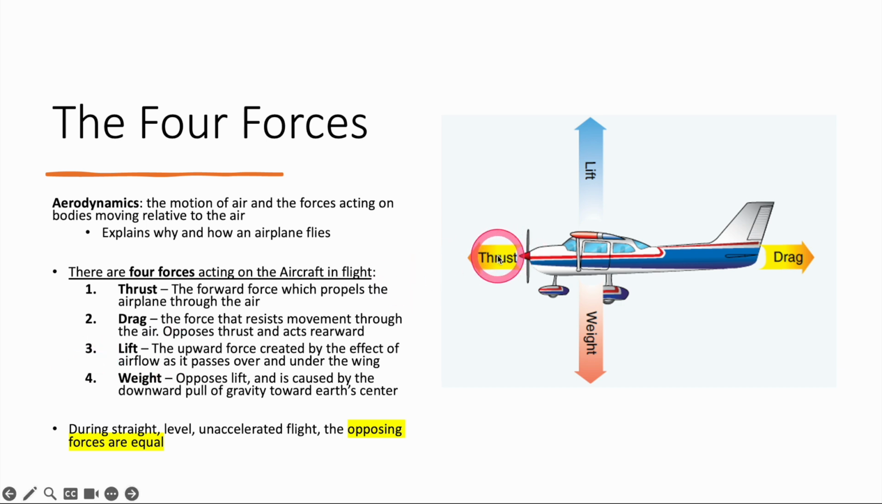Next is thrust, which is the forward acting force that kind of propels you forward, which is why they call it a propeller. The force that opposes that is drag, which is a rearward acting force that kind of holds the airplane back. Otherwise, we'd be able to go much faster. And then the force that opposes lift is weight.